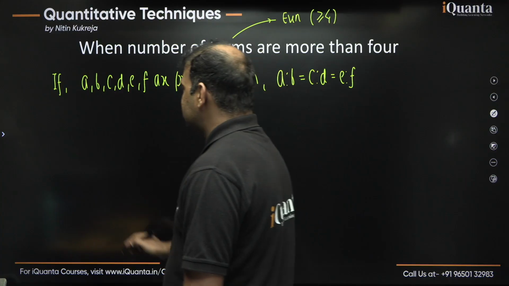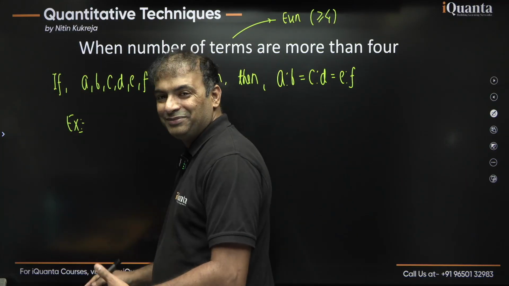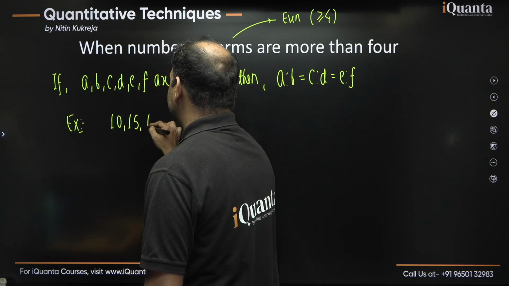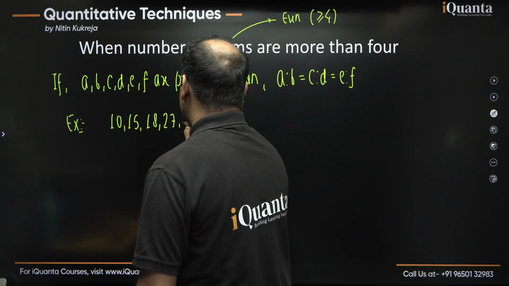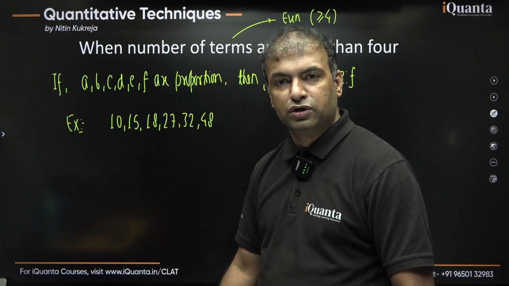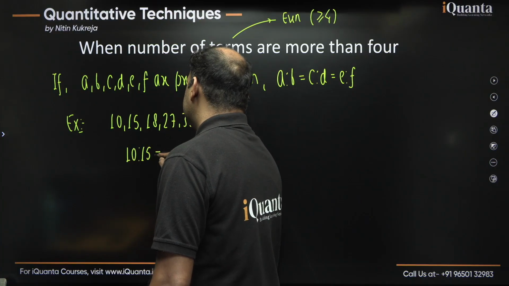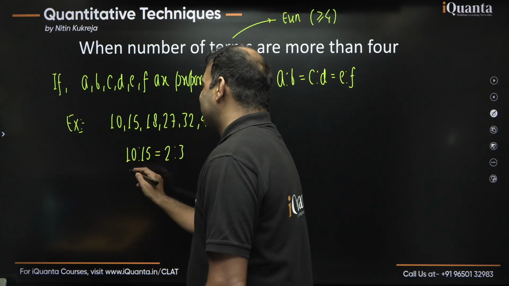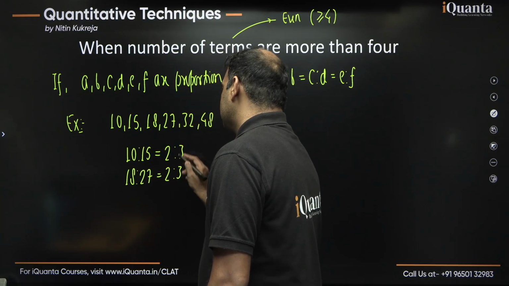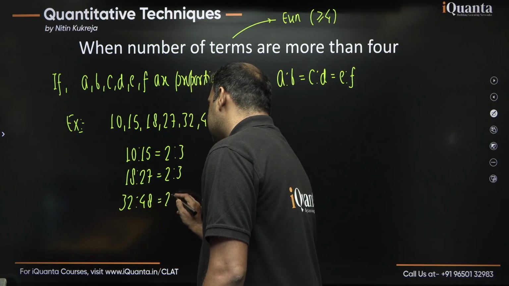Okay, let me put an example of this as well. Is it really possible or not? So let me take the example like 10, 15, 18, 27, and 32, 48. Let's check, are these 6 numbers in proportion or not? The ratio of the first 2 terms, 10 is to 15, is actually 2 is to 3. The ratio of the next 2 terms, 18 and 27, is also 2 is to 3. The next 2 terms, 32 and 48: is this a ratio of 2 is to 3? Yes, this is also 2 is to 3.